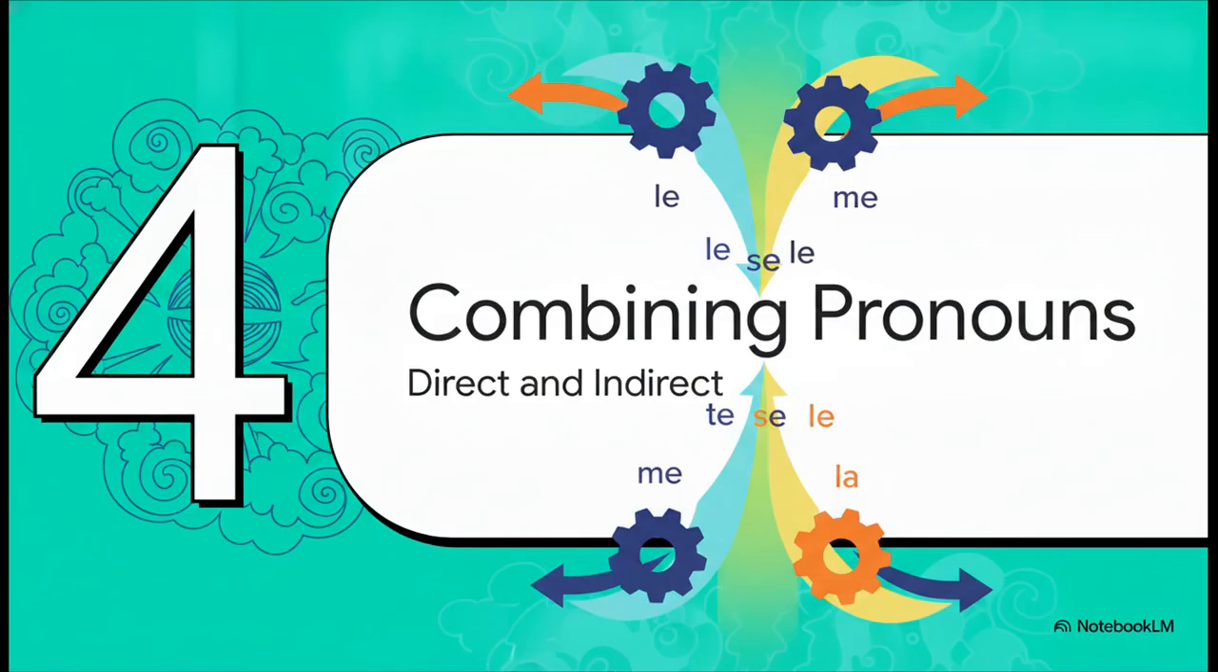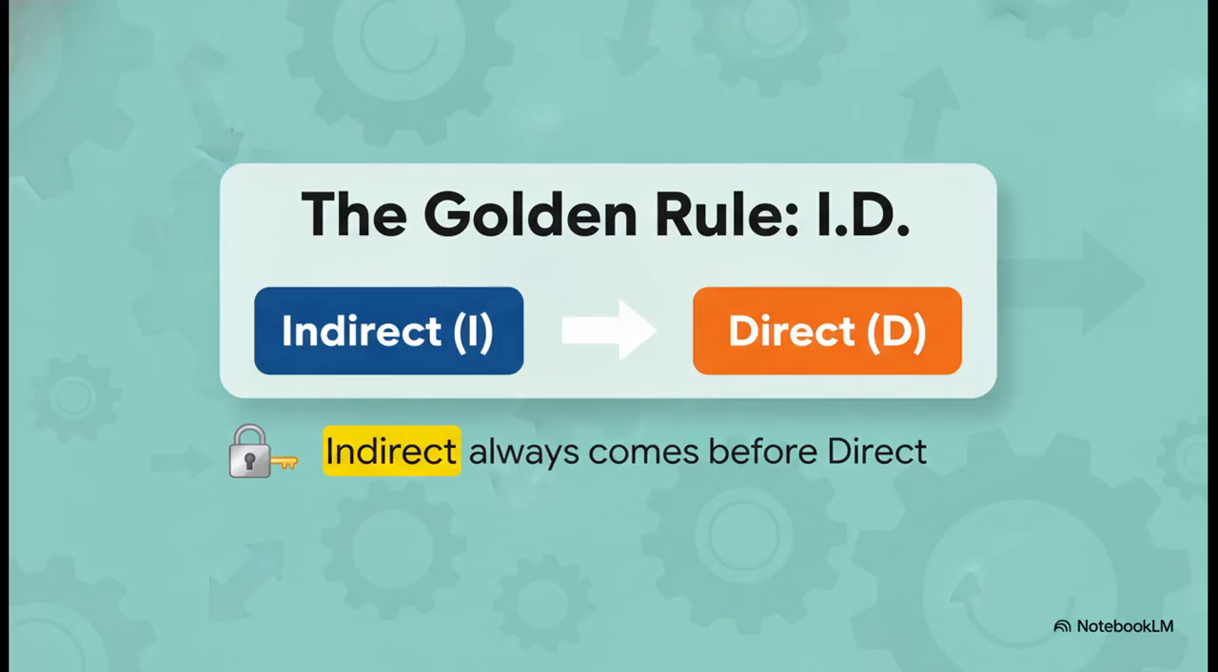Section 4. Combining direct and indirect. Okay, take a deep breath because this is where the magic really happens. What do we do when we want to replace both objects in the exact same sentence? Well, Spanish has an absolute, unbreakable, golden rule here. The indirect object pronoun always comes before the direct object pronoun. Always. Think of the acronym ID, indirect, then direct.